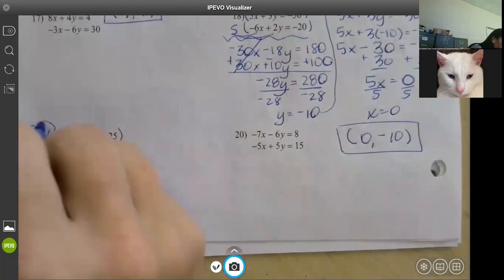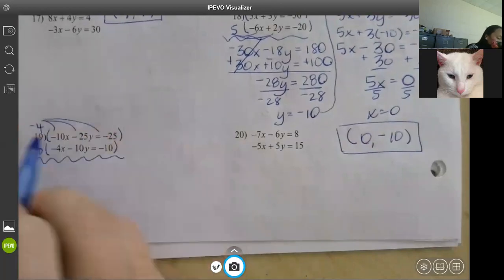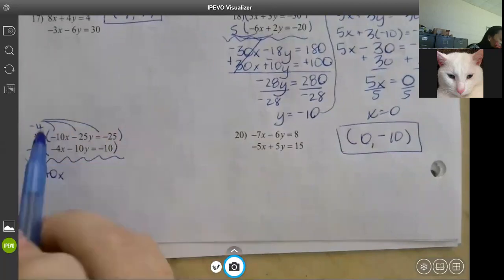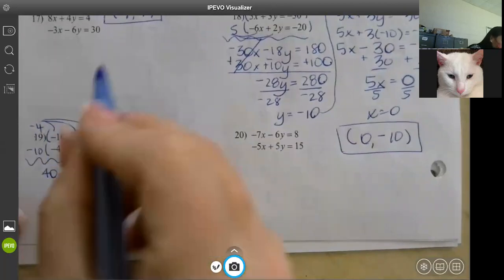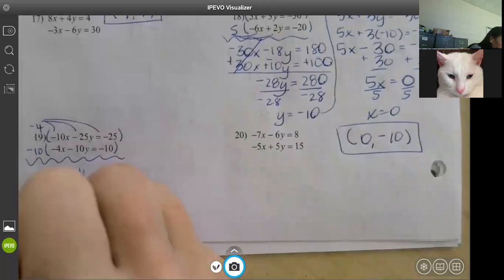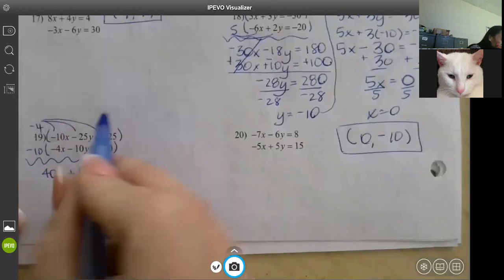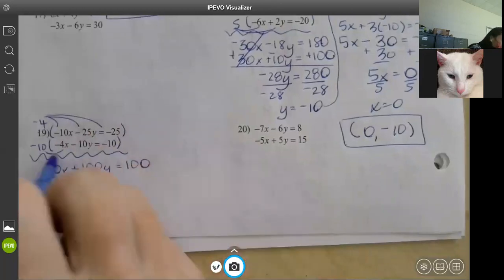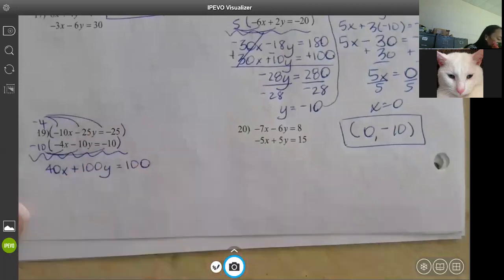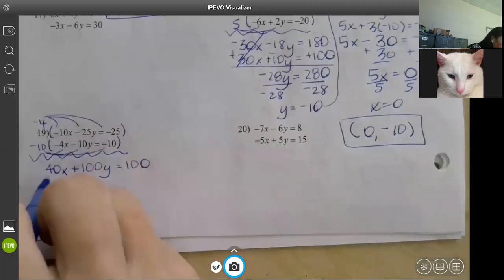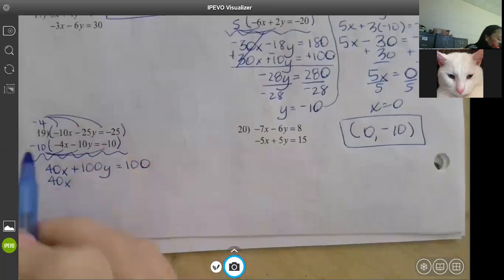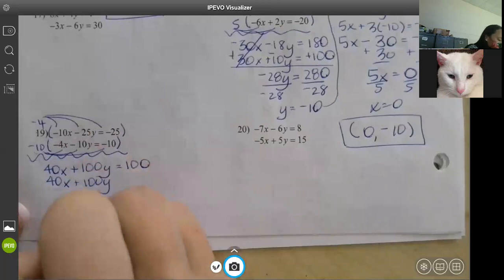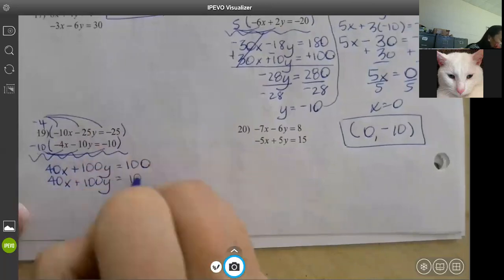Distribute. Negative 4 times negative 10 is a positive 40x. Negative 4 times negative 25 is a positive 100y. Negative times a negative makes a positive 100. Distribute on the next. Negative times a negative makes a positive 40x. Negative times a negative makes a positive 100y. Negative times a negative makes a positive 100.